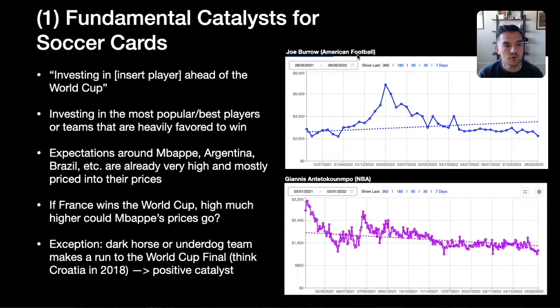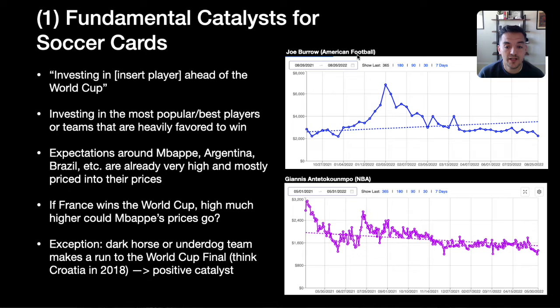So one example is when you think of investing in a certain player ahead of the World Cup, or investing in the most popular players or the best players or the best teams ahead of the playoffs in other sports. Often expectations around these players, you think Kylian Mbappe, you think Messi, Argentina, Brazil as teams, they're already really high. Those are already the teams that people expect to win the World Cup or expect to challenge for the World Cup. So in order for the prices of those players, the main players on those teams, to go up, what actually has to happen?